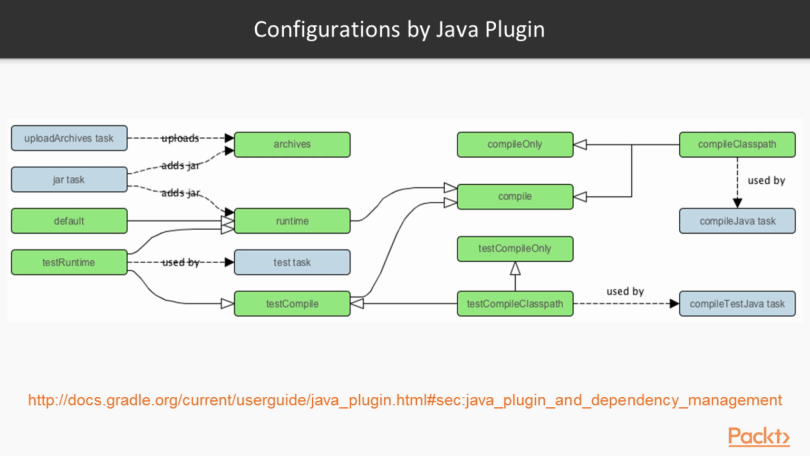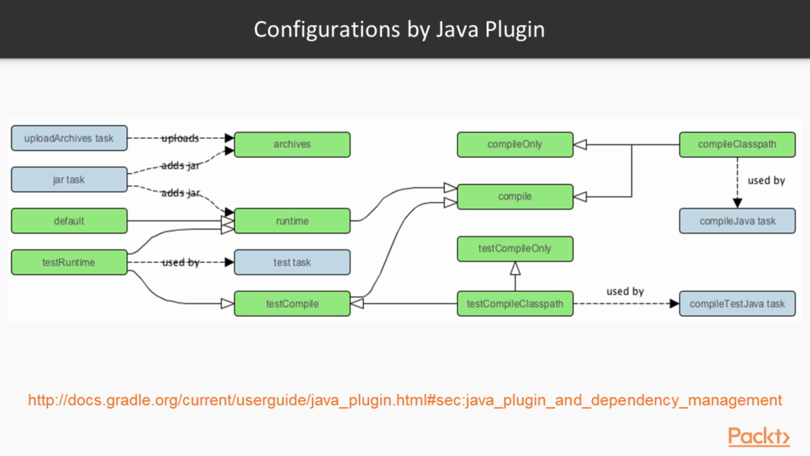Let's overview configurations provided by Java plugin that we apply to our project. Java plugin adds a number of dependency configurations to our project. As shown on the current slide, it assigns those configurations to tasks such as compile Java and tests. You can see there are in the green, we have configurations to which we can assign some dependencies to be used in those class paths.